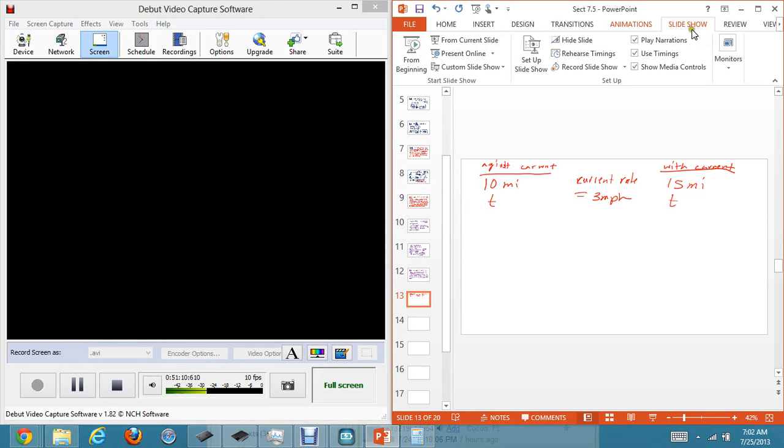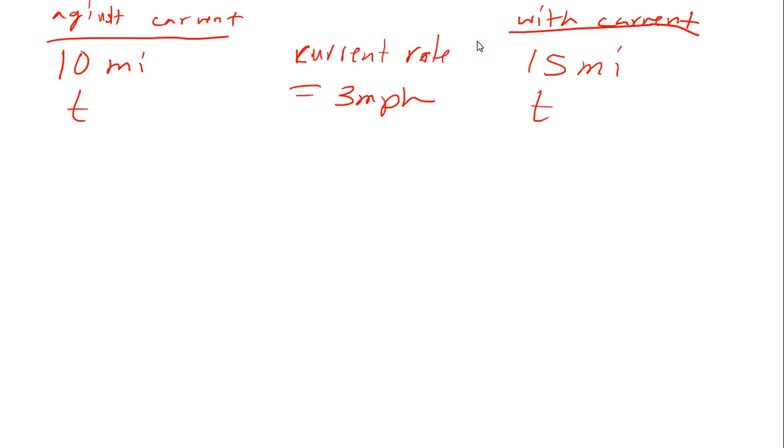Okay, that's right. Go back. Sorry about that. Alright, so it's against current. We're going 10 miles against current, 15 miles with the current. So those are our distances. We'll call that D1, call this D2, right? And the current rate is 3 miles per hour.